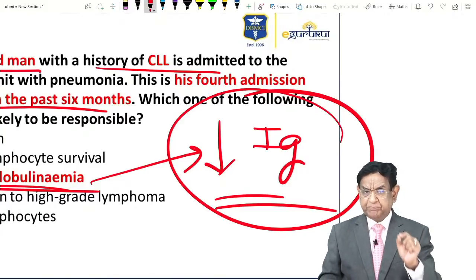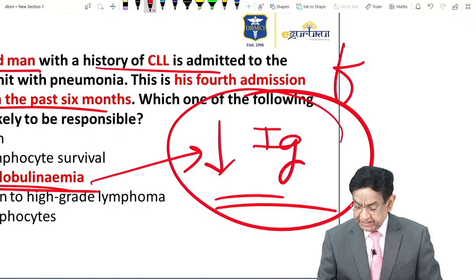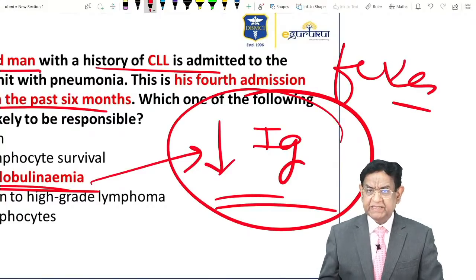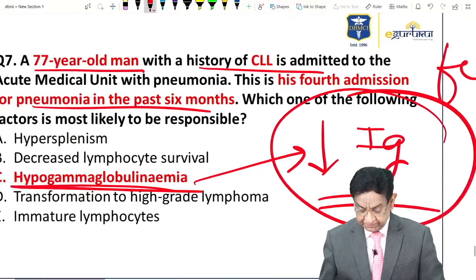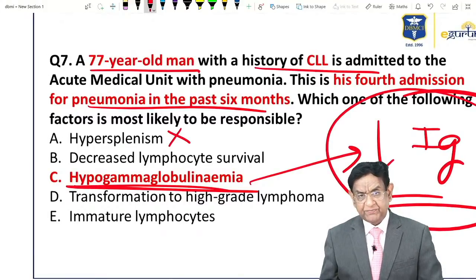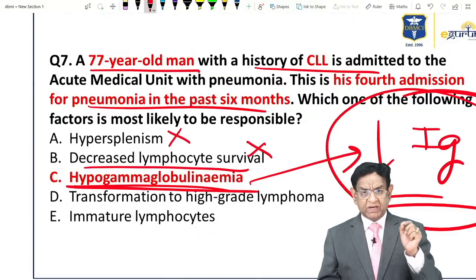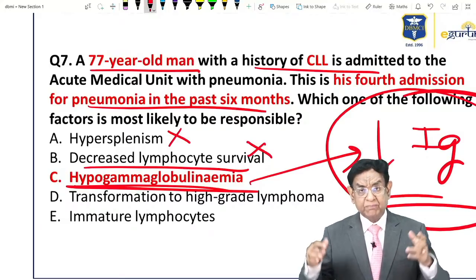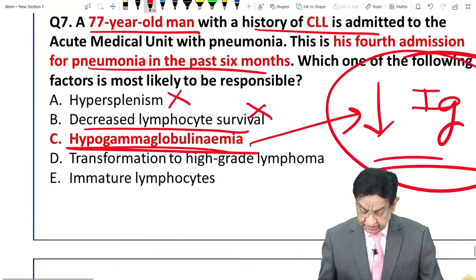That's why these patients are prone to recurrent infection, which can lead to fever, the point which I mentioned in the previous question also, that why fever is there and why recurrent infection is there. Hypersplenism is not a feature of CLL, no way. Decreased lymphocytic survival, no, it is not about survival, it is about the abnormal cells. Cancerous lymphocytes are getting produced.